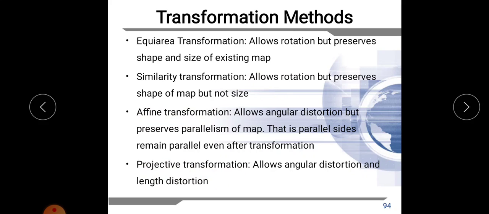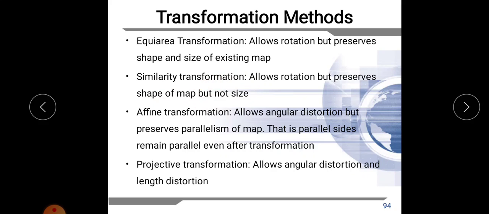In equiarea transformation, rotation is allowed but it preserves the shape and size of the existing map, so it is known as equiarea transformation. In the second type, similarity transformation, rotation is also allowed, and it preserves the shape of the map but cannot preserve the size. In equiarea transformation both shape and size are preserved, and in similarity transformation the shape is the same, so it is known as similarity transformation.